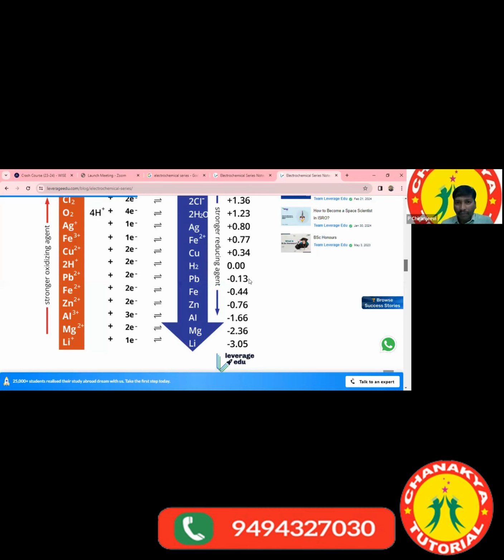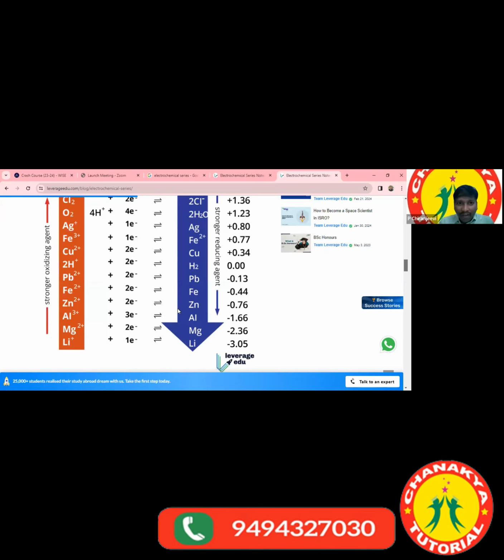Sir, I have a doubt. Yeah, Samhita, tell me. So it's easier, so it's a stronger reducing agent if it loses one electron than two electrons, right? Yes. So if potassium and lithium are present, which is the strong reducing agent? Lithium. Even against potassium, lithium acts as a strong reducing agent.